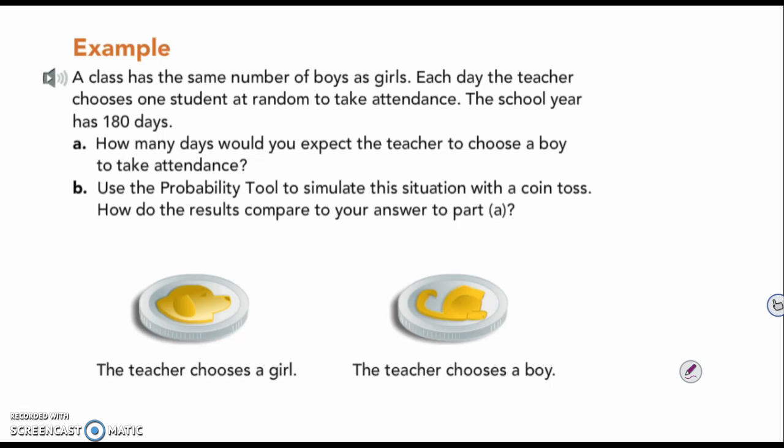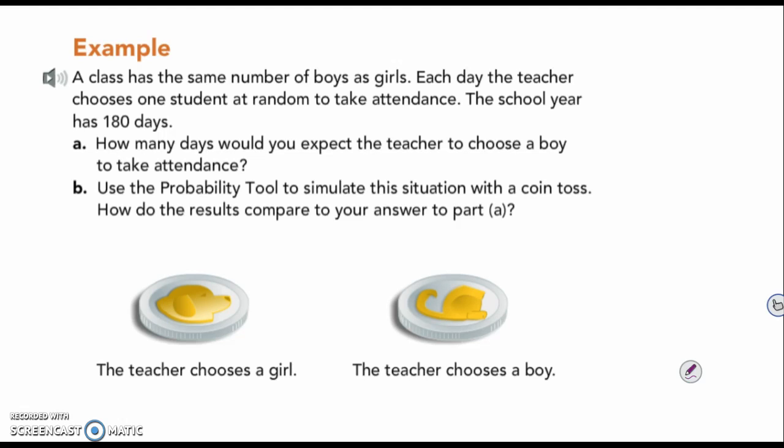For example, a class has the same number of boys as girls. Each day, the teacher chooses one student at random to take attendance. The school year has 180 days. Letter A, how many days would you expect the teacher to choose a boy to take attendance? Letter B, use the probability tool to simulate this situation with a coin toss. How do the results compare to your answer in part A?